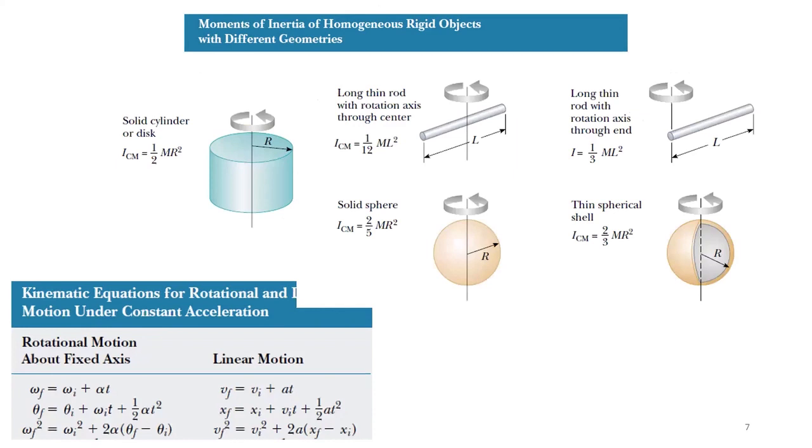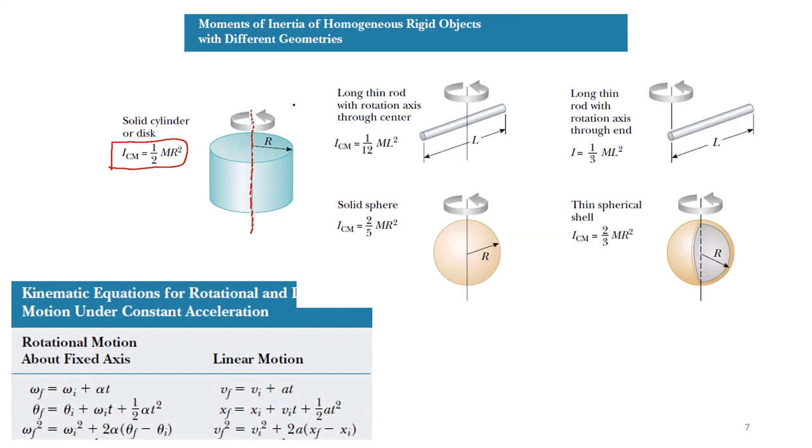Now, let's start our recitation problem for today. So let me remind you about a few things. The first is moment of inertia of different geometries. So let me use my pen here. Okay. So what is the moment of inertia of a solid cylinder or a disk if the axis of rotation is passing through the center of mass and through the central axis? It's 1/2 of mr squared. Okay.